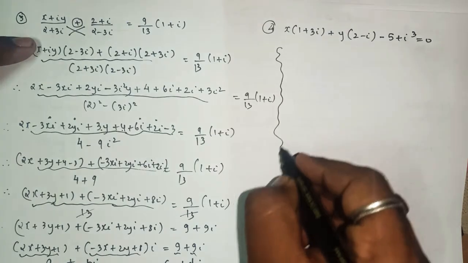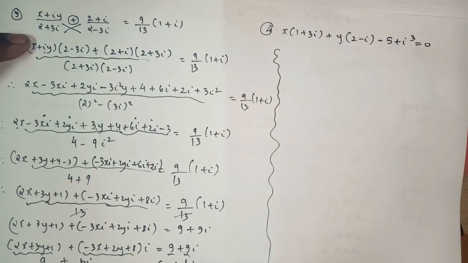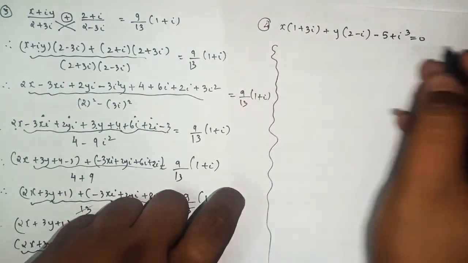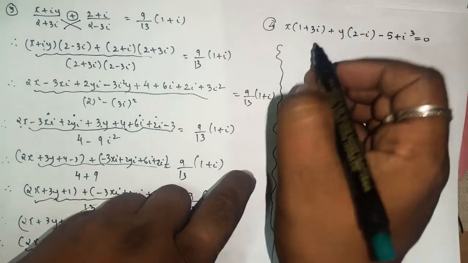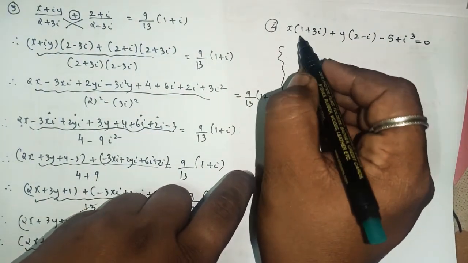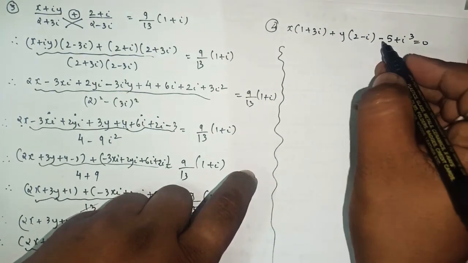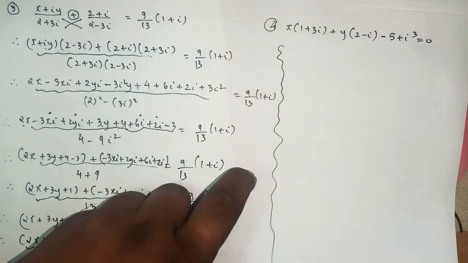Okay, so now let's move on to the next one, that is question number 4. Here we have x into the bracket 1 plus 3i, then plus y into 2 minus i, then minus 5 plus i cube equals to 0.